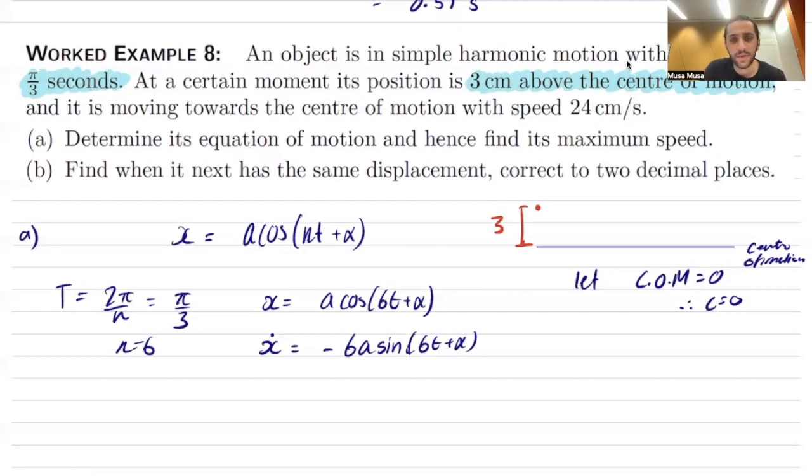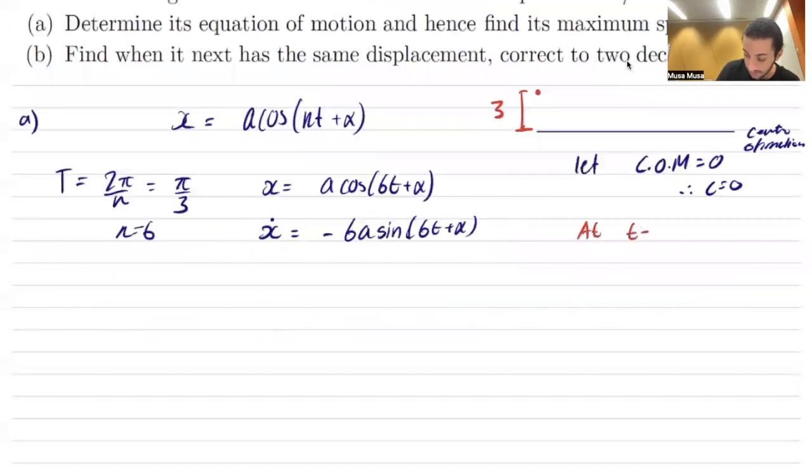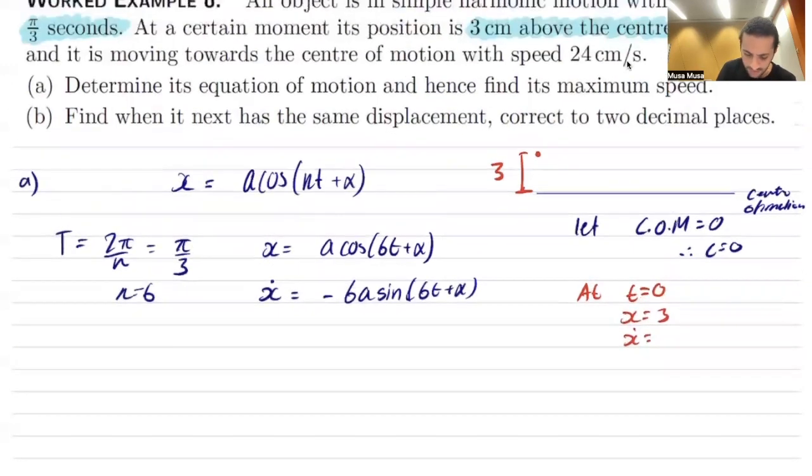It says at a certain moment, its position is 3 centimeters above the center of motion, and at that same period of time, the speed is 24 centimeters per second. Well, let's just say that happens at t equals 0 to make our life even easier. It doesn't matter. This can occur at a different point. It's just we're going to get a different value of alpha, okay? Because it's just going to be shifted around. So at t equals 0, we can say x equals 3, and x dot is going to equal, and let's just read, is moving towards the center of motion with speed 24 centimeters per second.